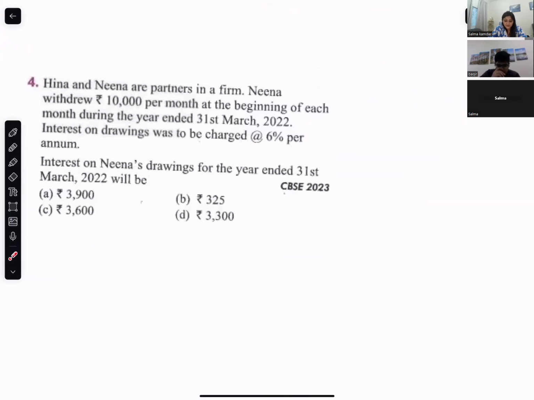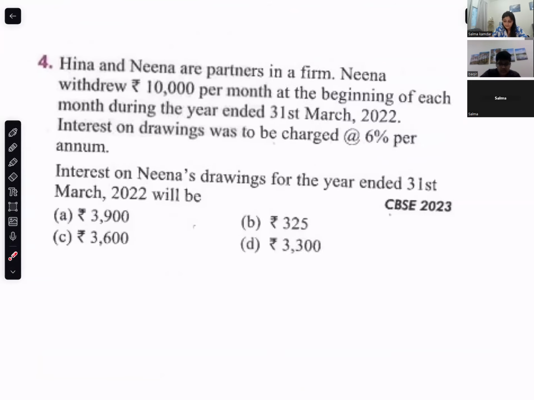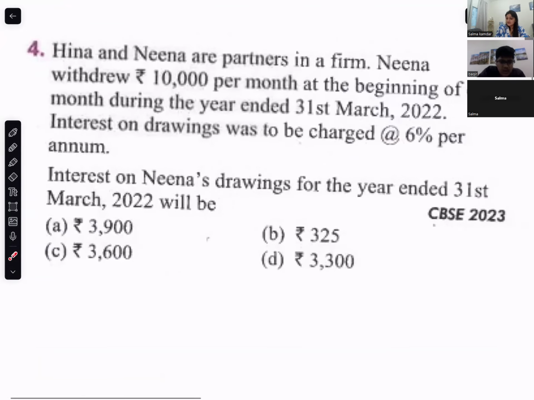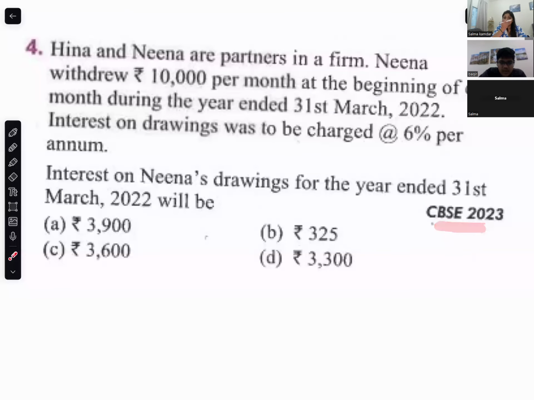Please read the question for me. This is CBSE. Hina and Nina are partners in a firm. Nina withdrew rupees 10,000 per month at the beginning of each month during the year. Okay, stop. 10,000 per month at the beginning of each month.